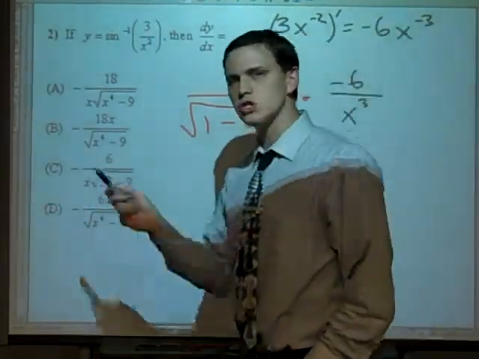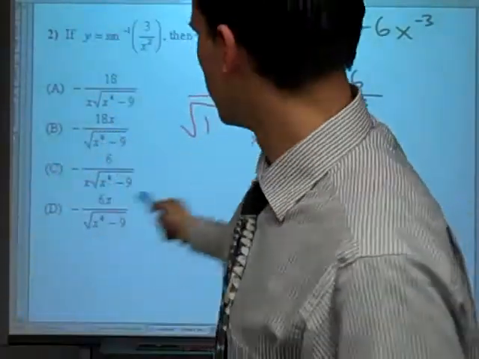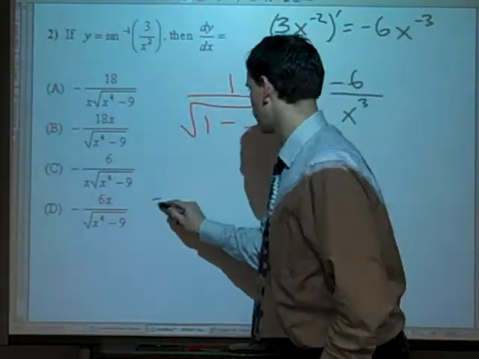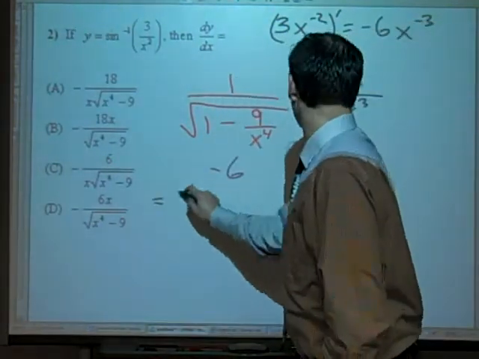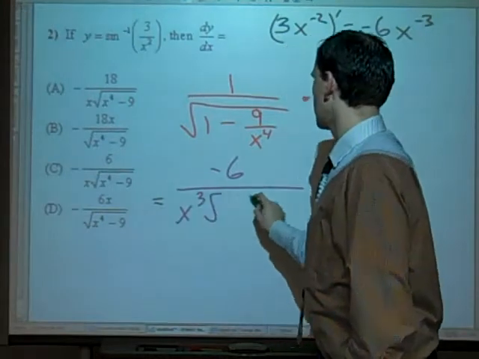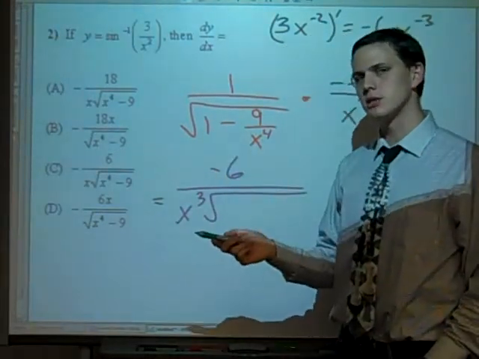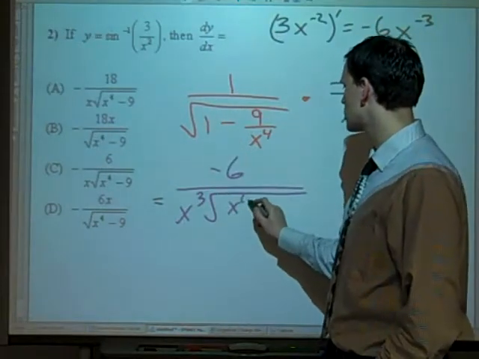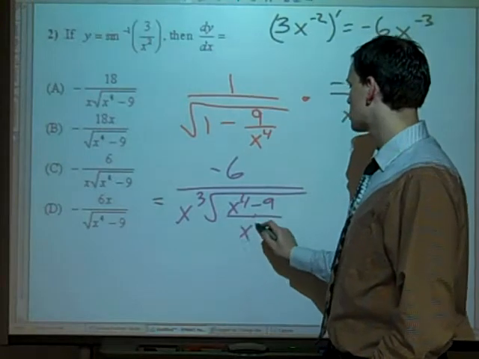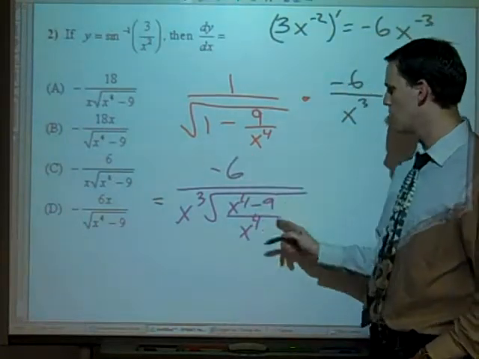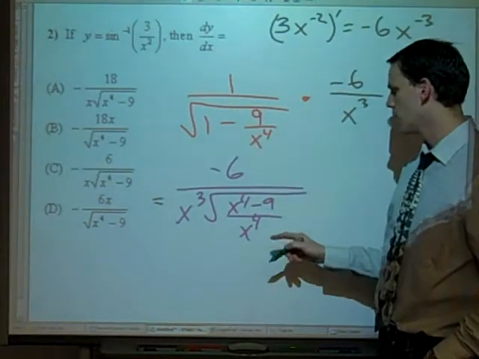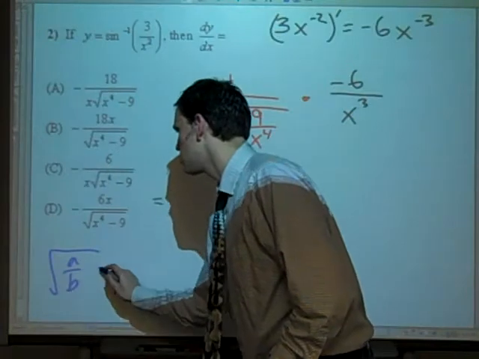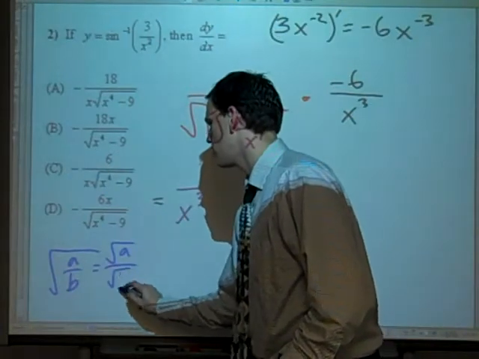But if you look at your choices, you realize that there are no fractions in my denominator. So we need to start simplifying some stuff. So after simplifying, we get negative 6 all over x cubed, and now I'm going to subtract fractions. Whenever I do that, I need a common denominator. So 1 is really the same as x to the 4th over x to the 4th. So we have x to the 4th minus 9 all over x to the 4th. And then we have a very well-known property that the square root of a over b is really the square root of a over the square root of b.